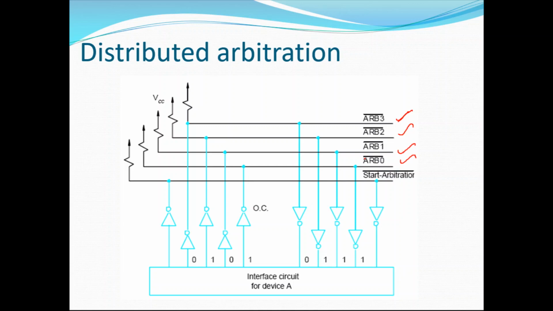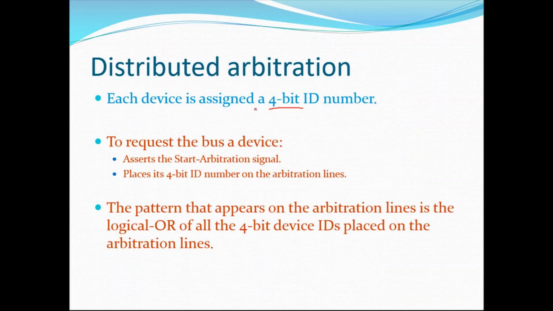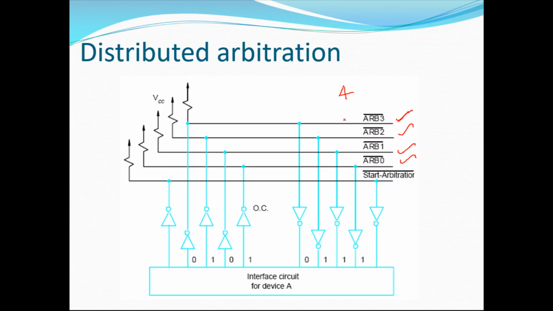Okay. These are the four signals: arbitration 0, arbitration 1, 2 and 3. This is not the number of devices. Any device that wants the bus should create a 4-digit unique number, and that should be kept in these 4 lines. I mean each bit should be kept in each of the lines. The number of devices participating depends. I think it's clear.